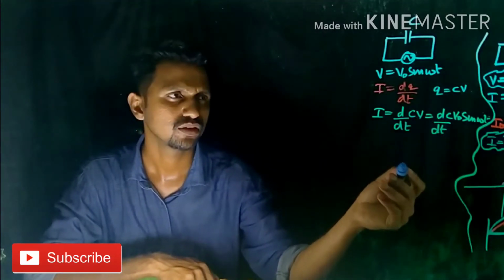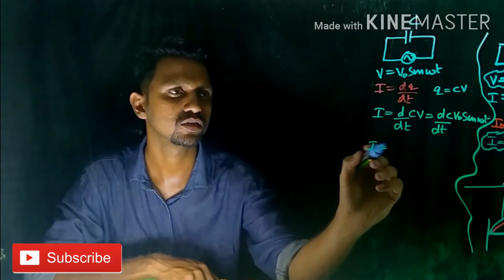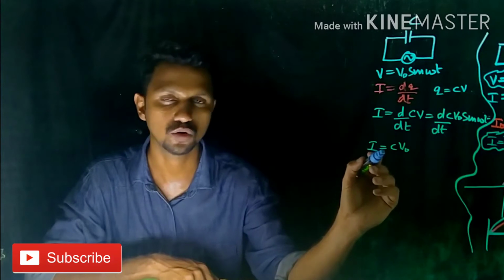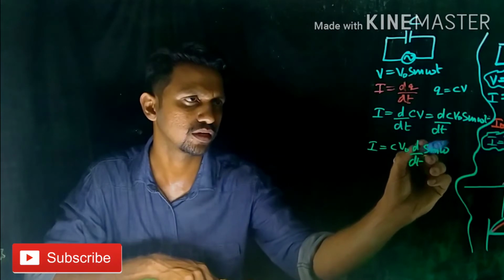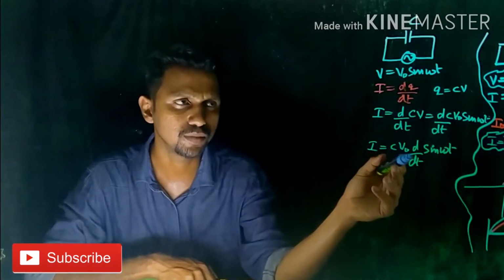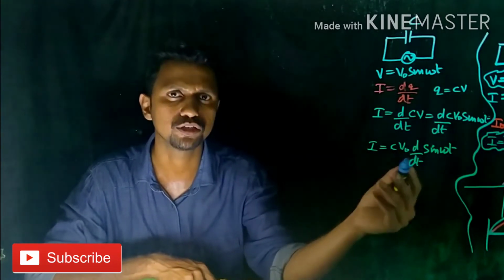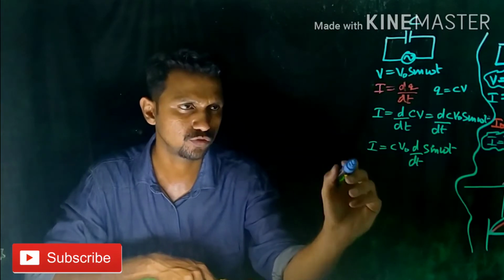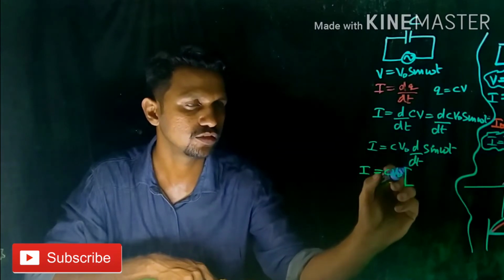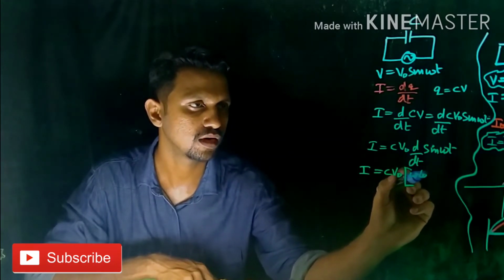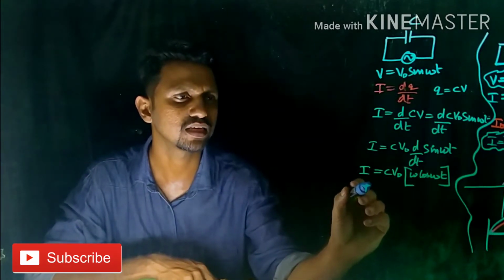In differentiation, we could take the constants out, that is, C and V0 are constants, we could take them out. Then d by dt of sine omega t. As we are differentiating d by dt of sine omega t, we will get cos omega t into omega. It's differentiated in the function of a function format. Therefore, I is equal to CV0, and the answer for this differentiation is omega cos omega t.